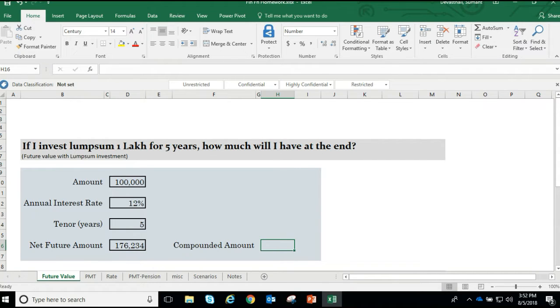Let's try and recheck this with the compound interest formula that we already know. This is P into 1 plus R raised to N, right?